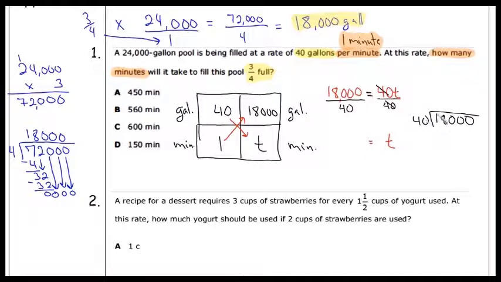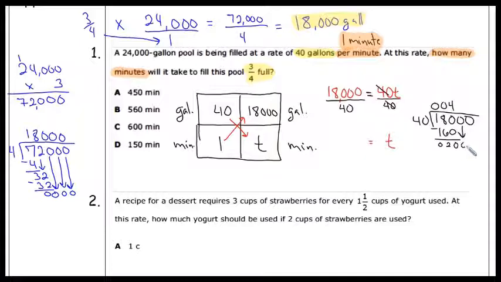Can 40 go into 1? No. Can 40 go into 18? No. But 40 can go into 180, right? I know 4 times 4 is 16, and this is 18, so it's probably going to be about 4. So I'm going to try 4. 4 times 0 is 0. 4 times 4 is 16. When I subtract, I get 0, 2, 0. Remainder 20. So we're in good shape, because remember, the remainder cannot be bigger than the number you're dividing by, the divisor. So I'm going to bring down the next 0 now.